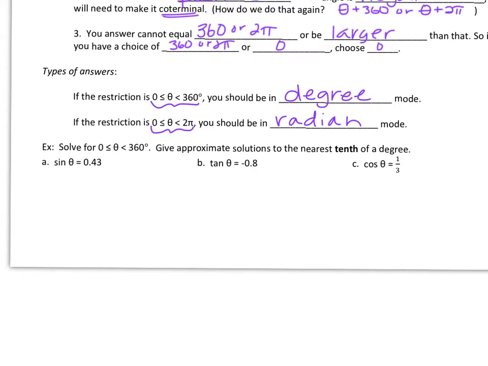All right, today's focus is going to be all about degrees. It says solve for values of theta between 0 and 360. So make sure you're in degree mode on your calculator. It'll also be important to note the rounding rules. It says round to the nearest tenth of a degree.